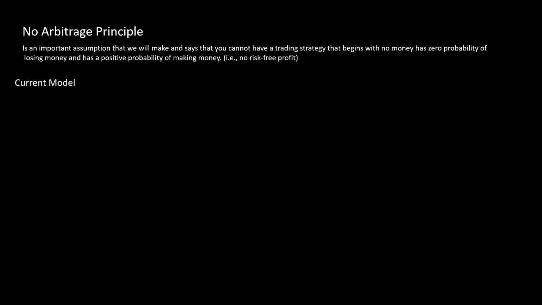Before we try to figure out the value of our call option at time 0, we are going to consider an important assumption. This assumption is called the no arbitrage principle, and it isn't that crazy of an assumption. What it says is that you cannot have a trading strategy that begins with no money, has 0 probability of losing money, and has a positive probability of making money. What this basically means is that you can't make profit risk-free.